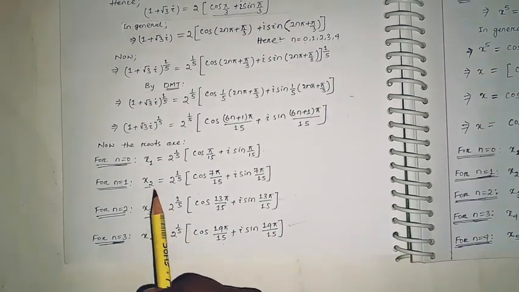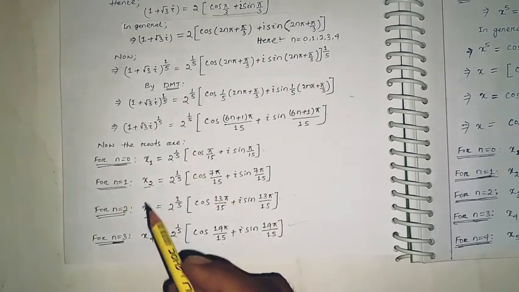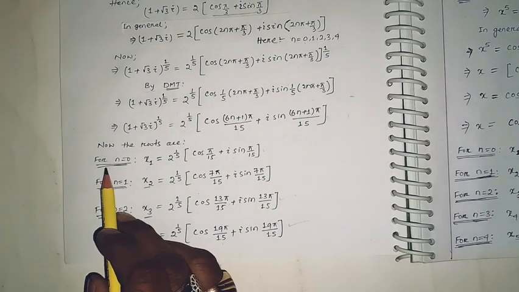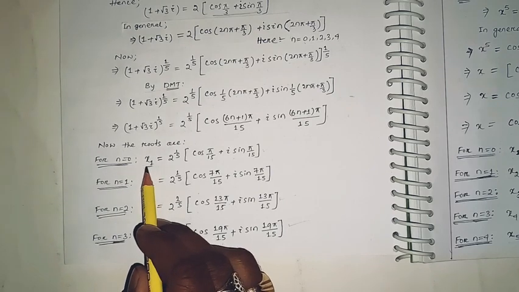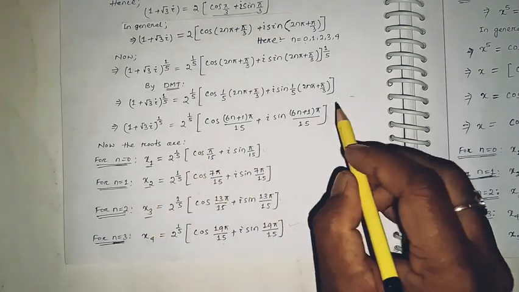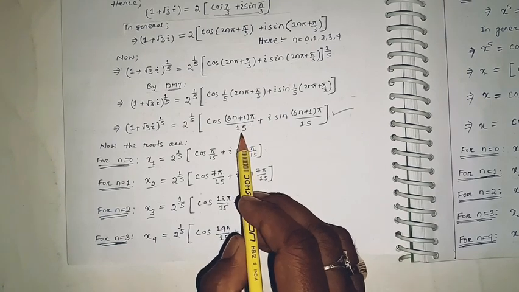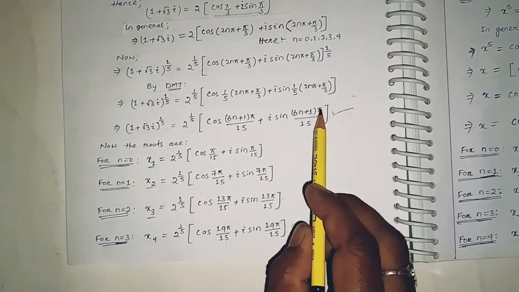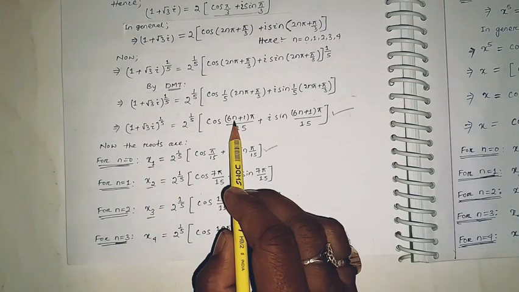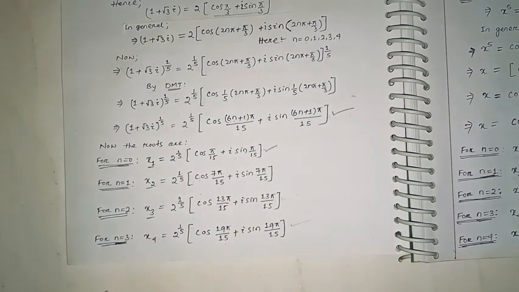Now the roots are, to find the 5 roots, first we have to consider n equal to 0. For n equal to 0, we get the first root. First root will be 2 to the power 1 by 5, and here we substitute n equal to 0: cos pi by 15 plus i sin pi by 15. This is your first root. For the second root, we substitute n equal to 1, which means 6 plus 1, 7 pi by 15: cos 7 pi by 15 plus i sin 7 pi by 15.